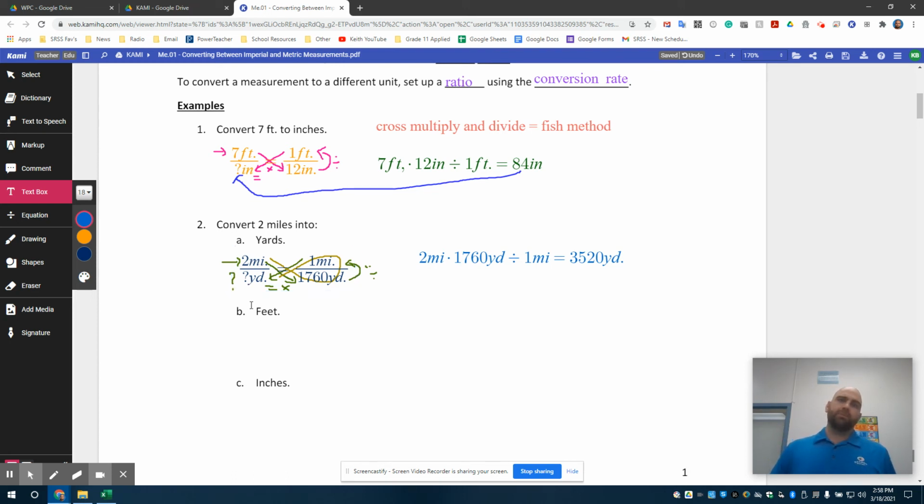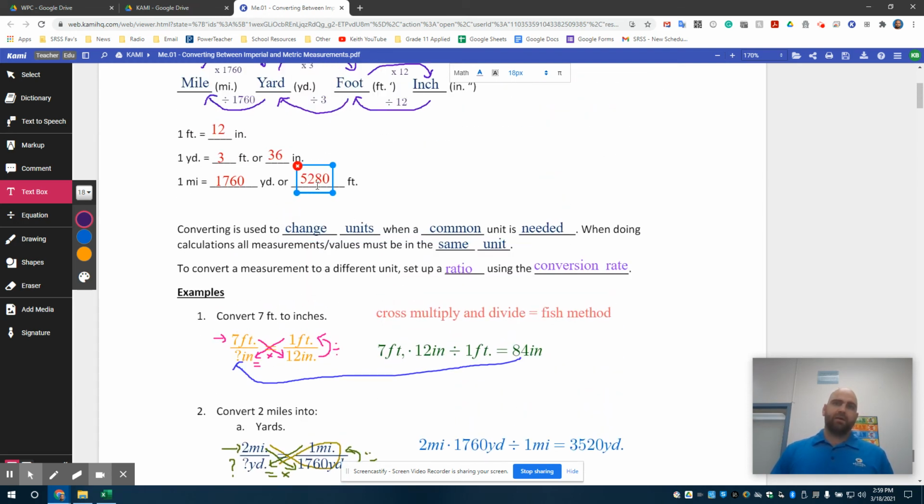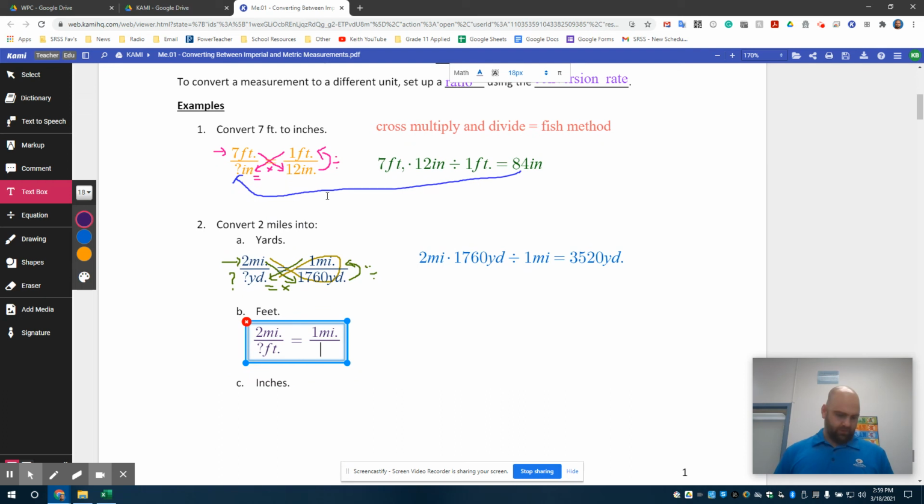Let's do it again. This time we want to change 2 miles into feet. Let's go purple this time. It's fun choosing different colors sometimes, right? We're going to again change 2 miles into a question mark number of feet. That is equal to, well, 1 mile is how many feet? We already have that up here: 5,280 feet. Don't worry, you don't have to memorize those. You'll get a formula or a conversion page for that.